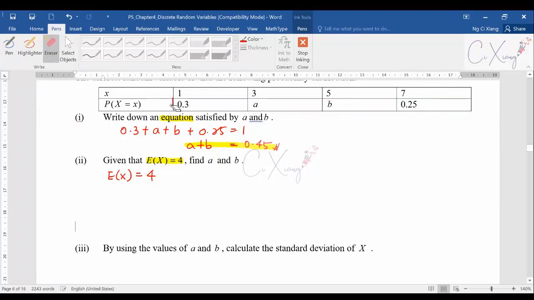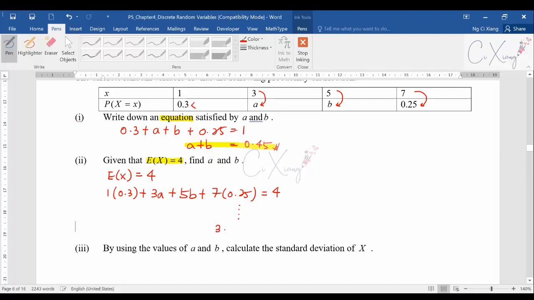To find the E(X), the step is generally like this. You take the value of X and multiply with the P. So you have 1 multiplied with 0.3, and then you add the next one, the value of X multiplied with P, so you have 3A. Then plus, next, 5B, and then plus 7 multiplied with 0.25. So this is how we find the mean: the summation of X multiplied with P, and you get it equal to 4. Continue from here.